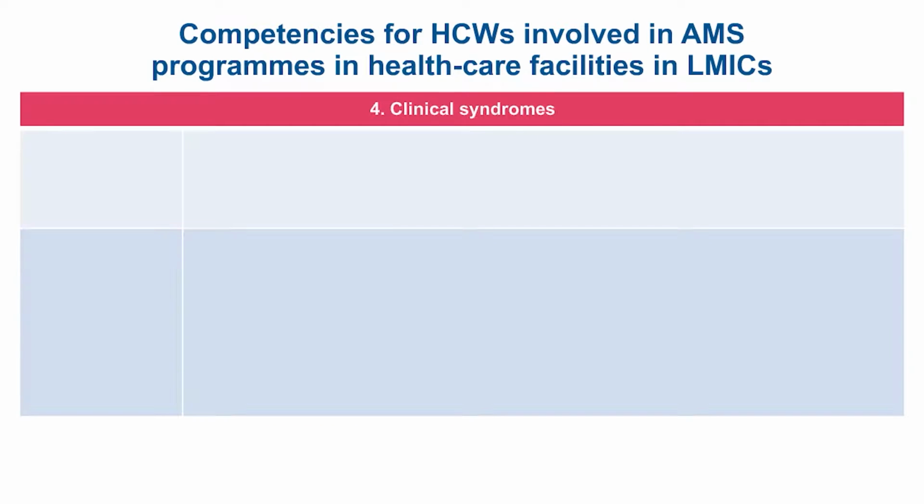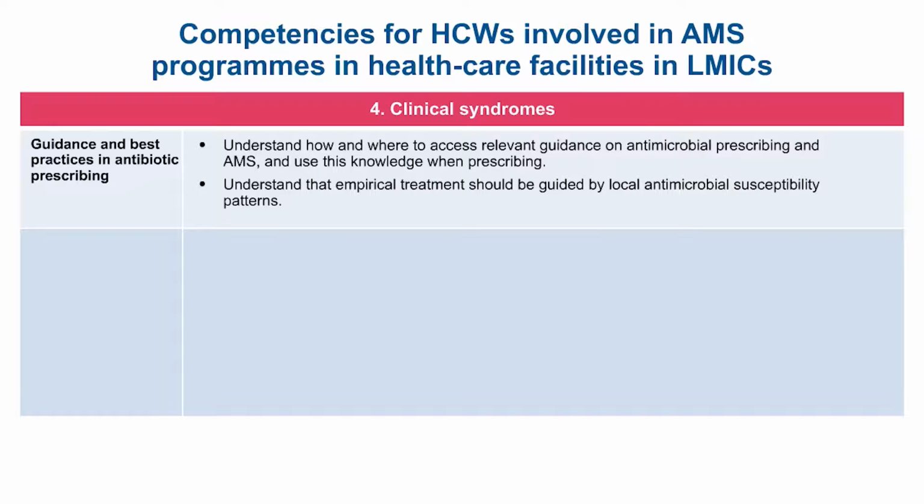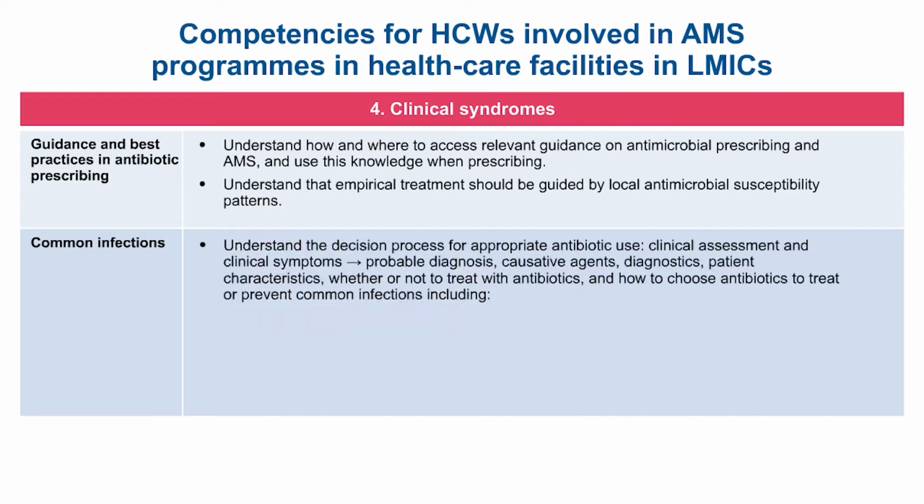The fourth domain focuses on clinical syndromes and includes guidance and best practices in antibiotic prescribing. This involves understanding how and where to access relevant guidance on antimicrobial prescribing and AMS, and use this knowledge when prescribing. Understanding that empirical treatment should be guided by local antimicrobial susceptibility patterns. It also covers common infections, in which healthcare workers need to understand the decision process for appropriate antibiotic use.